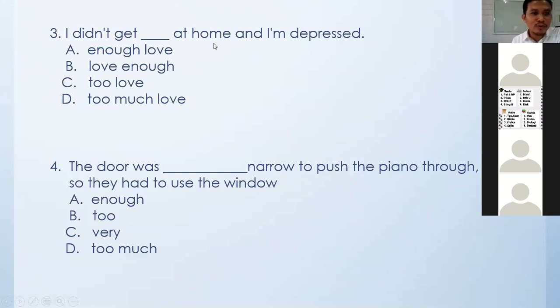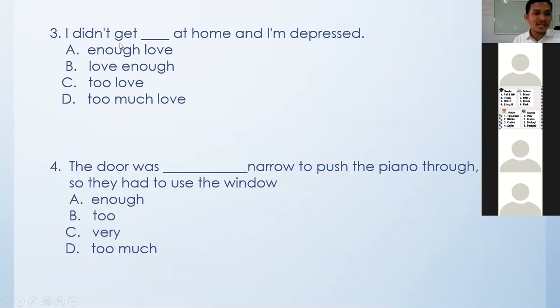Kalimat ini butuh apa sih? Apa sih yang hilang? Subjeknya ada, predikatnya ada, I didn't get. Ya, saya nggak mendapatkan. Berarti predikatnya atau kata kerjanya ada. Berarti apa yang hilang di sini? Noun, sir. Objeknya yang hilang ya kan? Nah, kira-kira yang mana yang cocok? Enough love, sir. Ya, saya nggak mendapatkan kasih sayang yang cukup. At home, I'm depressed. Makanya saya jadi agak depresi.